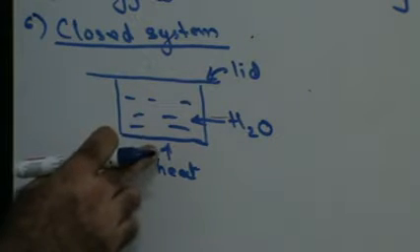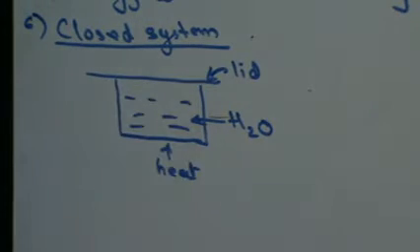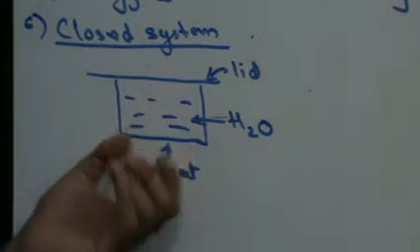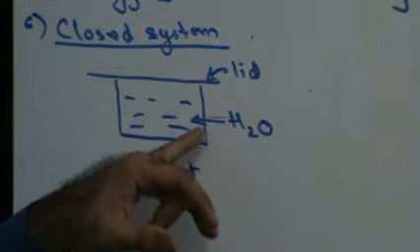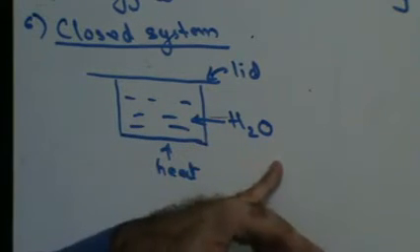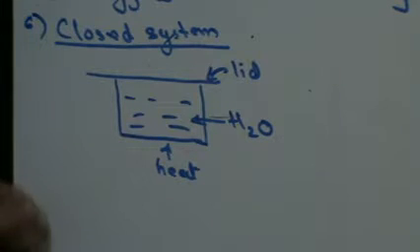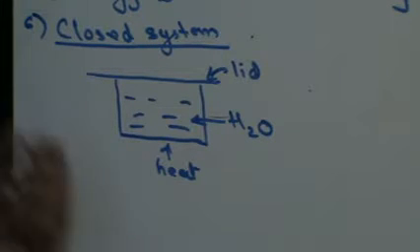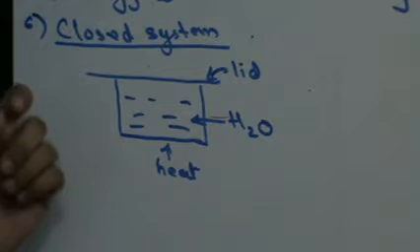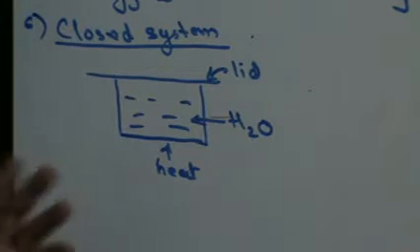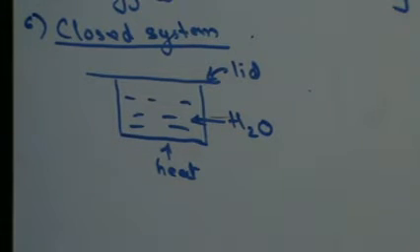Now as I heat the vessel, since the vessel gets heated, some amount of heat will be exchanged between the vessel and the surrounding. So in this kind of system, there is exchange of heat, but there is no exchange of matter. When there is exchange of heat between the system and the surrounding, but no exchange of matter, then such a system is called a closed system. Fine.